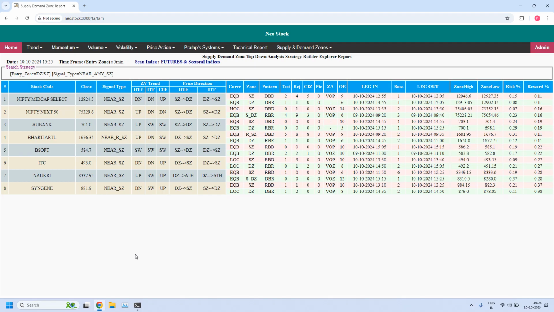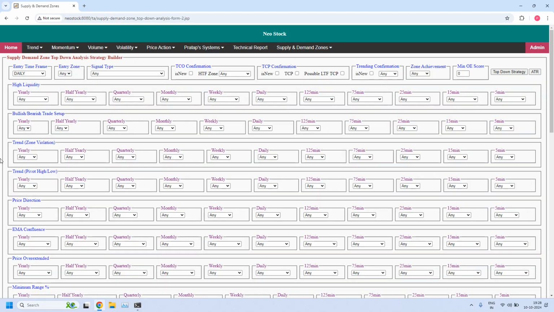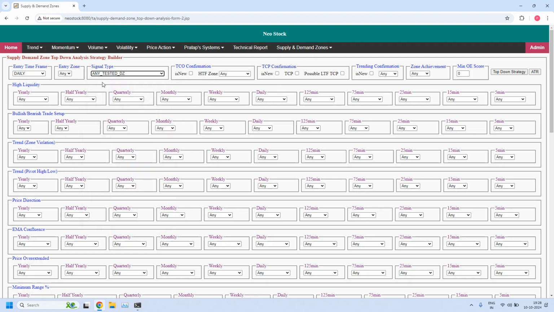And now we will identify daily time frame newly tested zones. This is one of our subscribers' requirement. Daily time frame, tested demand zones. Tested daily demand zones, but that should be first time tested for his requirement.